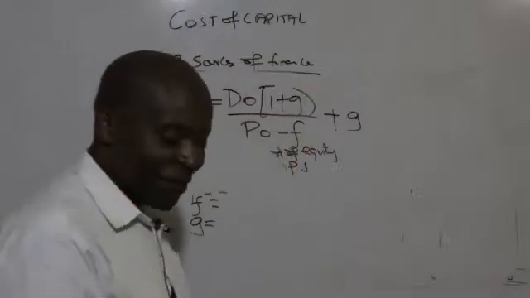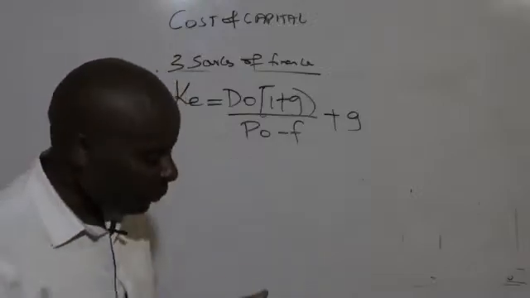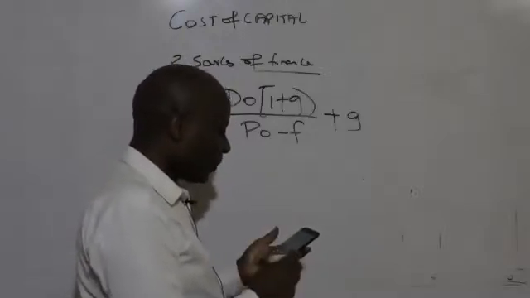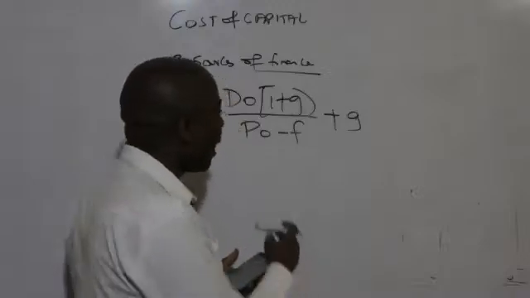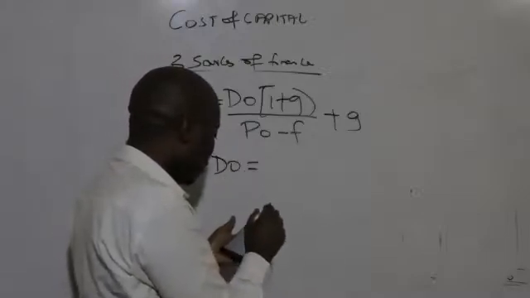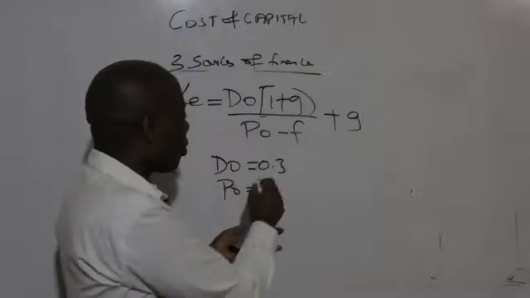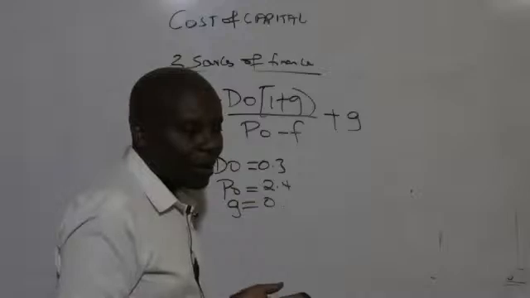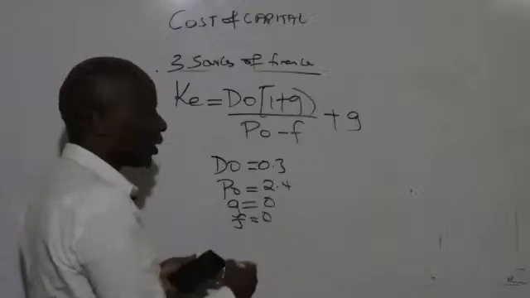So here we are, ladies and gentlemen. We are told here the D0. D0 means dividend already paid. They are telling us a constant dividend of shilling 0.3 per share has just been paid. So D0 is 0.3. And the current market price per share is 2.4. They have not mentioned anything to do with growth rate, and nothing to do with the flotation cost. Flotation cost is 0.